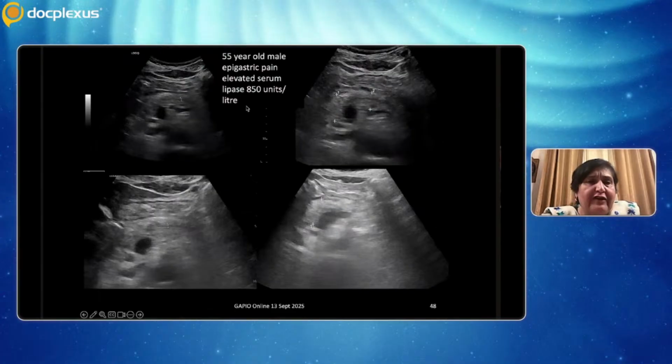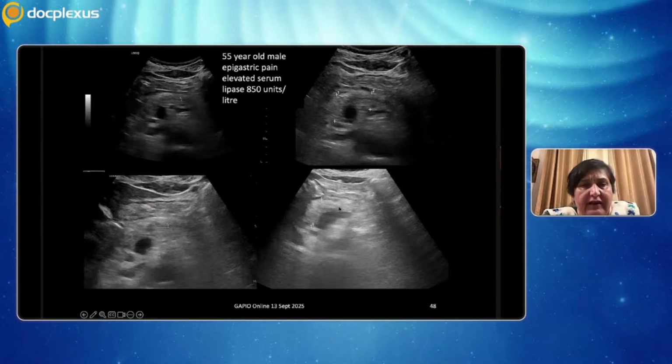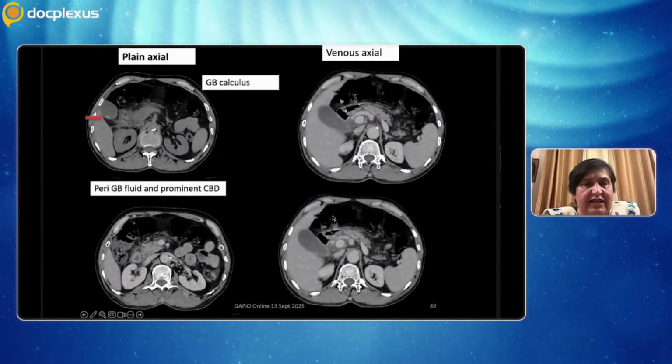This was a 55-year-old male who had epigastric pain with elevated serum lipase, 850 units per liter. And again, you can see that the pancreas is enlarged. You can see the pancreatic duct to some extent, and you're seeing this thin hypoechoic area surrounding the pancreas, again suggesting that there is edema. The same patient had a CT done, and you can see the fat surrounding the pancreas is showing this haziness of fat stranding over there.